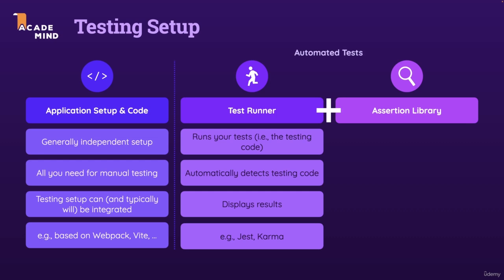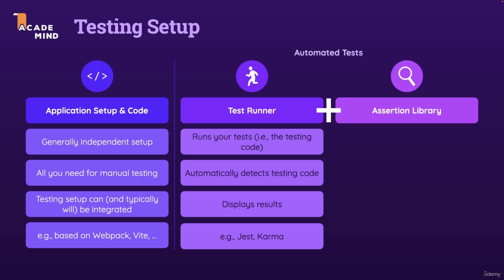But a test runner, as the name suggests, only executes your tests. You also, of course, need to then define what makes a test successful or not. So you don't just need to execute your testing code, but you also need some way of defining expectations, expected results, and what's treated as a success and what should be treated as a failure instead. And that's where an assertion library comes into play.